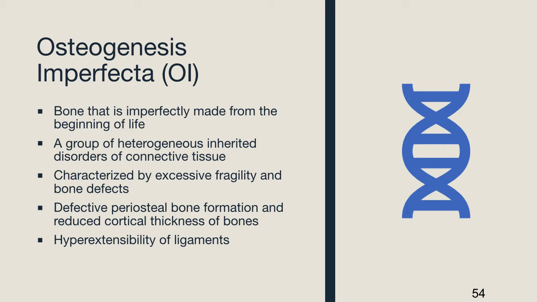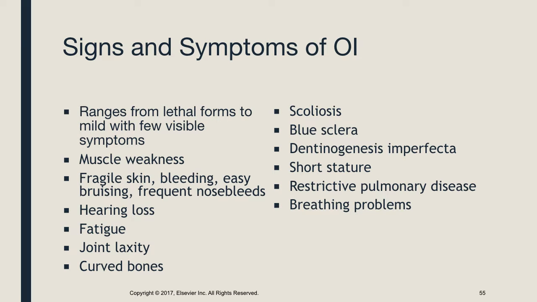It's characterized by excessive fragility and bone defects, and there's defective periosteal bone formation and reduced cortical thickness of the bones. There's also hyperextensibility of the ligaments, which causes some of the damage that happens with these children. I want you to not focus on all of the different varieties of OI. I would rather have you think about the major symptoms and side effects that we see.